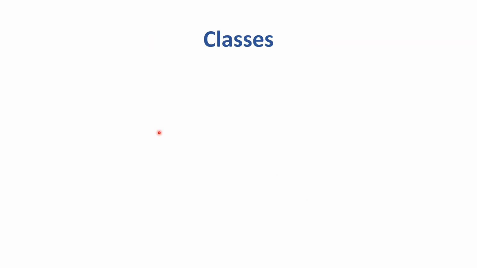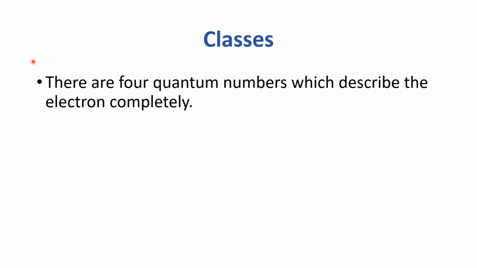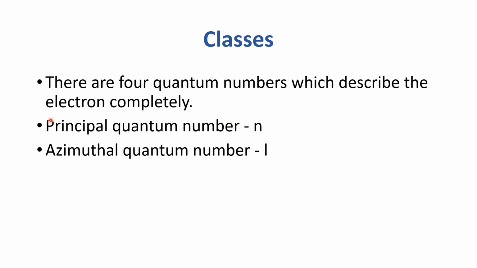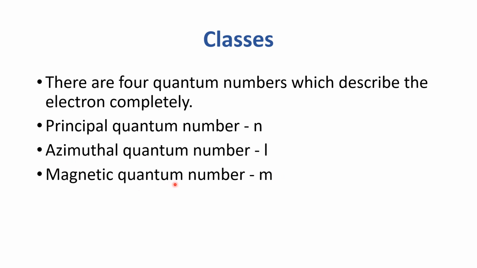Next are the classes of quantum numbers. There are four quantum numbers which describe the electron completely, and these are the principal quantum number denoted by n, azimuthal quantum number denoted by l, magnetic quantum number denoted by m, and spin quantum number denoted by s.